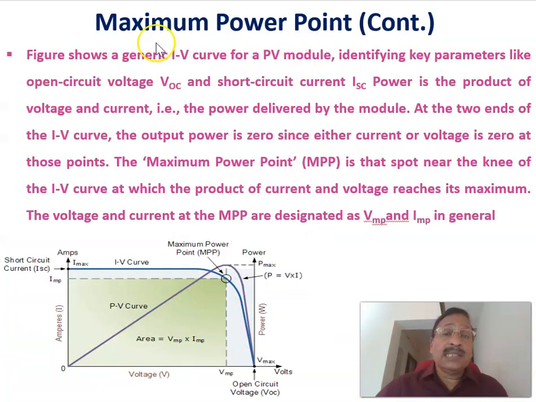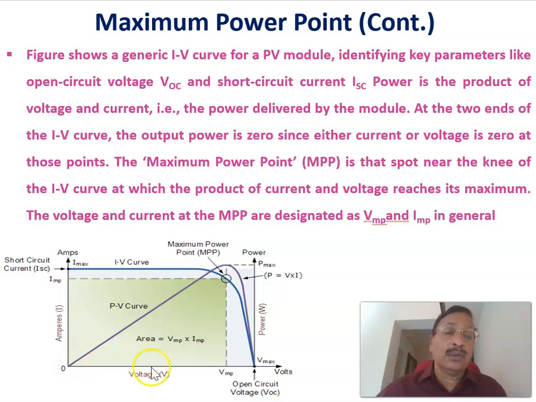I am continuing the maximum power point concept here. The figure shows the IV characteristics as well as the PV characteristics of the photovoltaic module, identifying key parameters like we have already seen: this is the open circuit voltage and this is the short circuit current, and the power is the product of voltage and current. As I already explained, that product is the power, and the power delivered by the module at the two ends of the IV characteristics will be 0, because here voltage equals 0 and here current equals 0.